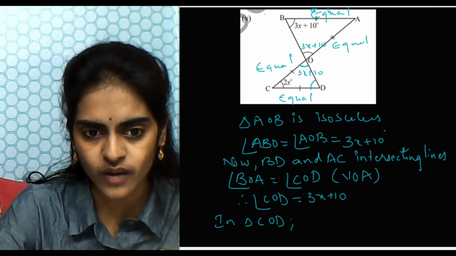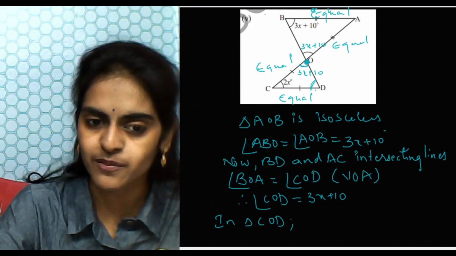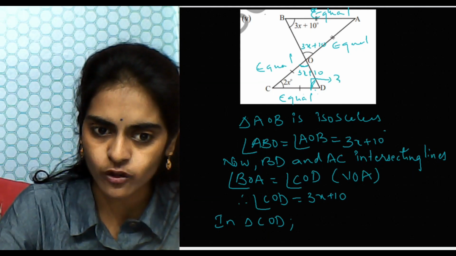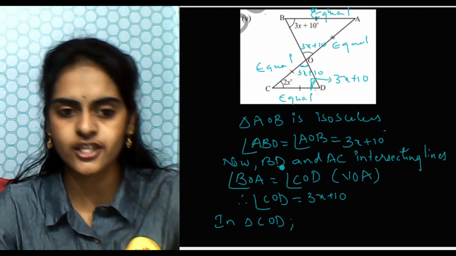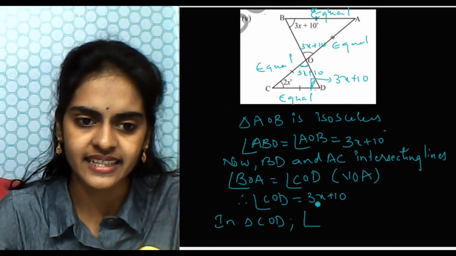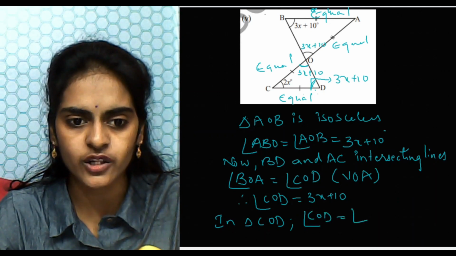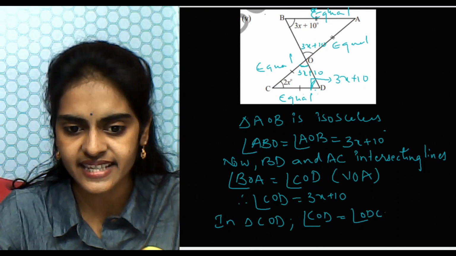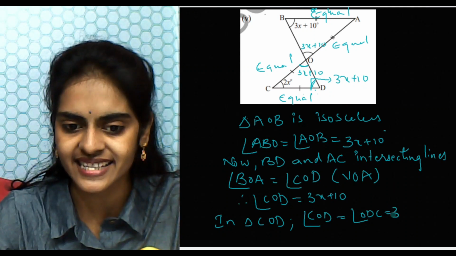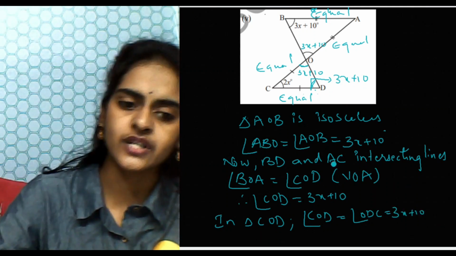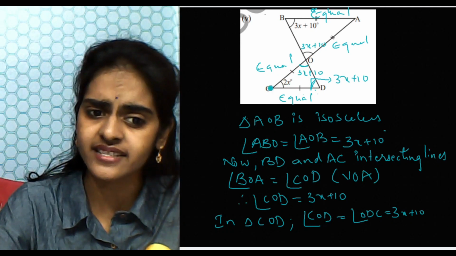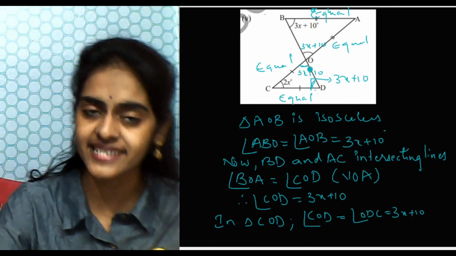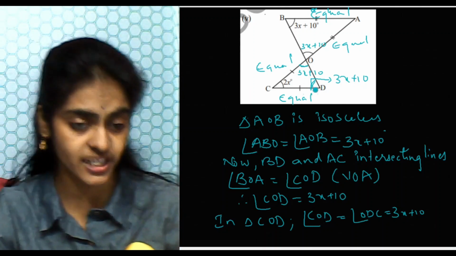Which means these two angles will be equal, isn't it? Corresponding angles are equal. So if this angle is 3x plus 10, what about this angle? It is also 3x plus 10. Understood? So therefore, let us write it here. Angle COD is equal to angle ODC. ODC is equal to how much? It is 3x plus 10. Clear? So now in this triangle COD, you have three angles: one angle is 2x, one angle is 3x plus 10, the third angle is also 3x plus 10.